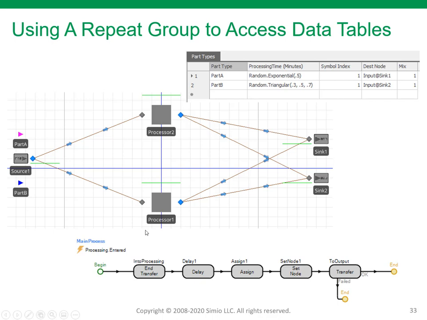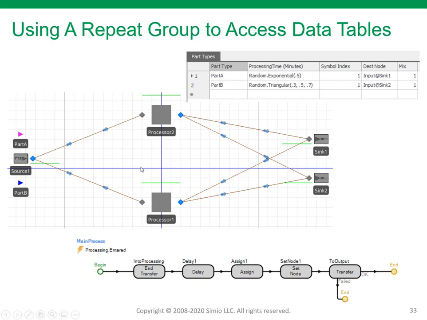And as we have discussed before, we know that we don't have access to the data tables from inside the object. And so this corresponding processing logic that we have, where we delay for some period of time and then we assign the symbol index and then we set the node, we don't have direct access to this table. And so we saw one option in a previous workshop where we used add-on processes so that we do have access in the add-on process because they exist in the main model.